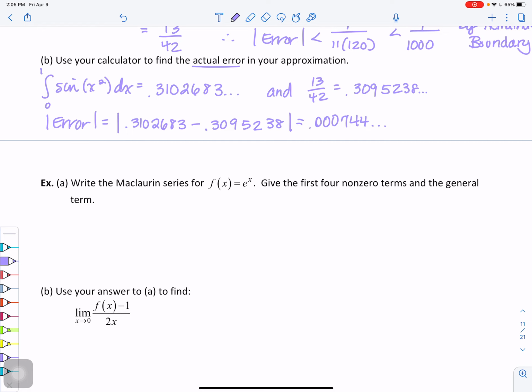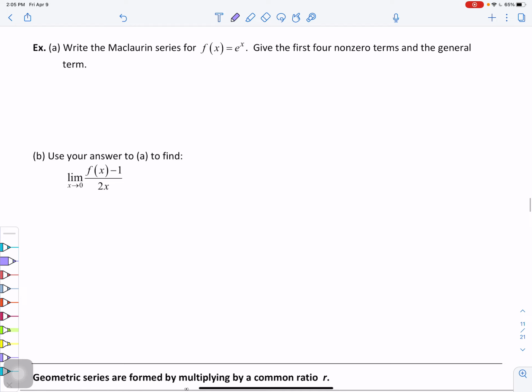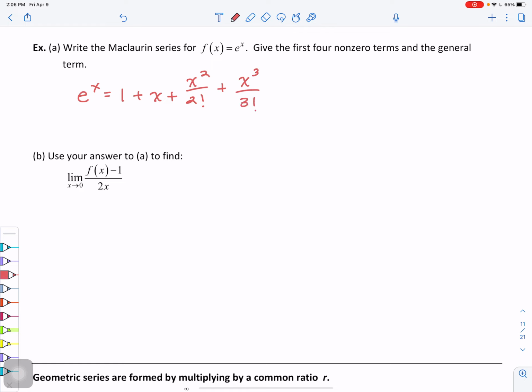Okay? Now, let's go ahead and look at this next example. Write the Maclaurin series for e to the x and give the first 4 non-zero terms and the general term. So this is actually sort of a review. We have e to the x is equal to 1 plus x plus x squared over 2 factorial plus x cubed over 3 factorial plus dot, dot, dot plus x to the n over n factorial plus dot, dot, dot. Okay? That's e to the x.